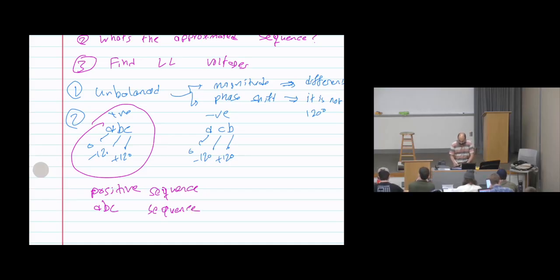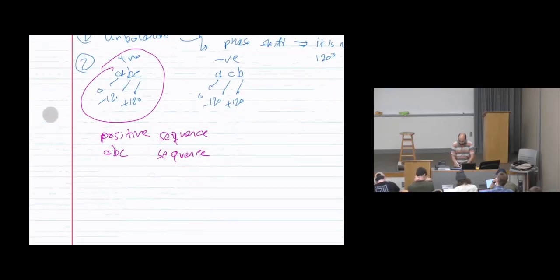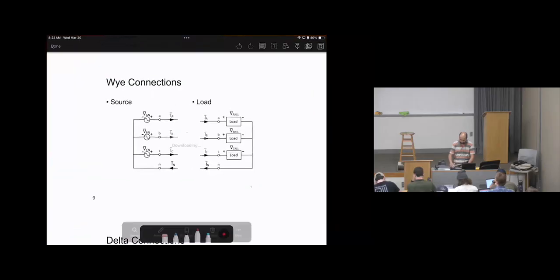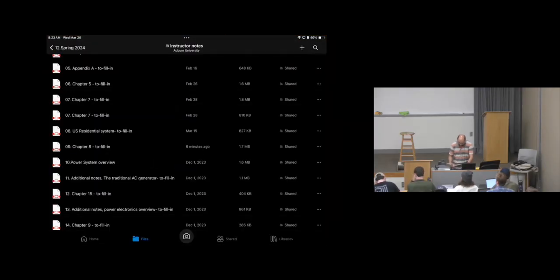Now, number 3, which is we need to calculate line-to-line voltages. Line-to-line, again, we need to calculate all of them as VAB, VBC, VCA. So again, it's not exactly V line-to-line, it's line-to-line voltages. How can we calculate this? Okay, in the notes. Let's go with it.